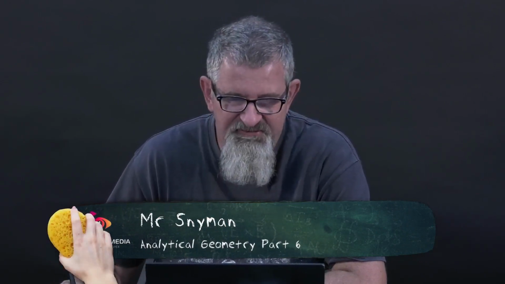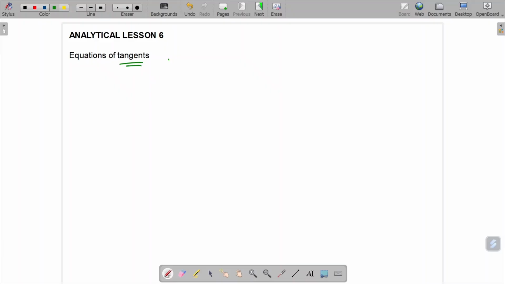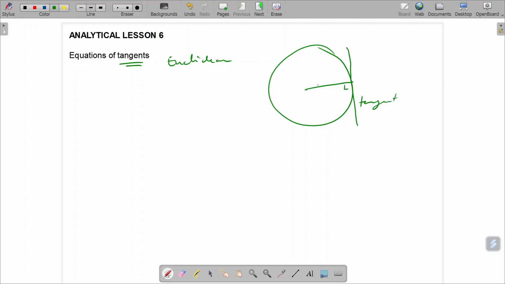Today we're looking at the equation of tangents with analytical geometry. What I've always enjoyed about analytical geometry is how we are pairing ordinary geometry with analytical geometry. The key idea with a tangent, if we go to Euclidean geometry, was that a tangent was always perpendicular to the radius. So we know that the tangent will be perpendicular to the radius.